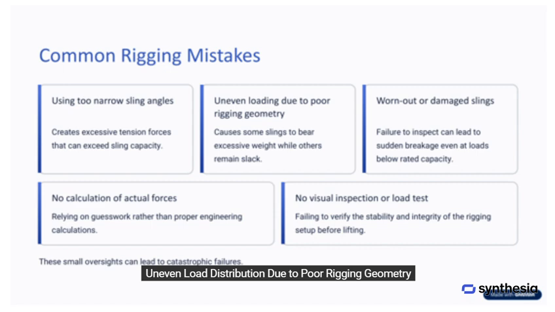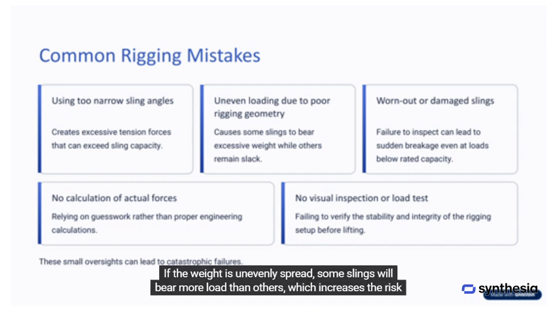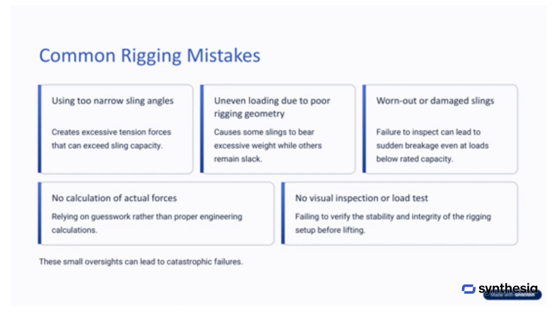Uneven load distribution due to poor rigging geometry. Sometimes the load isn't distributed evenly between slings. If the weight is unevenly spread, some slings will bear more load than others, which increases the risk of failure. Proper load distribution is key to ensuring that each sling is working within its capacity.